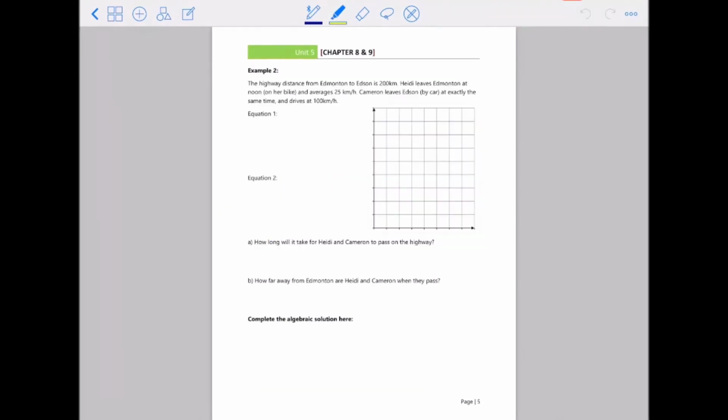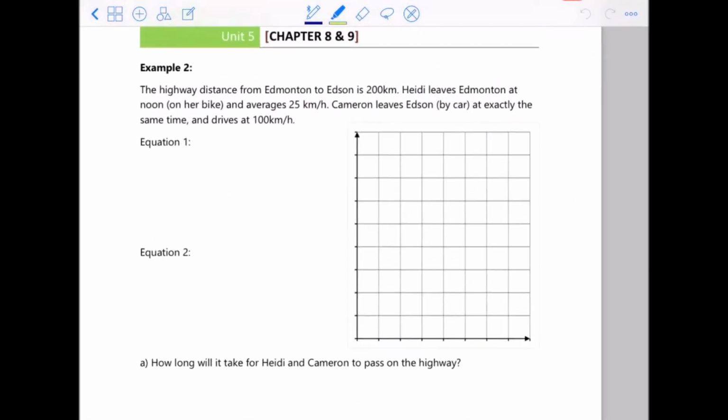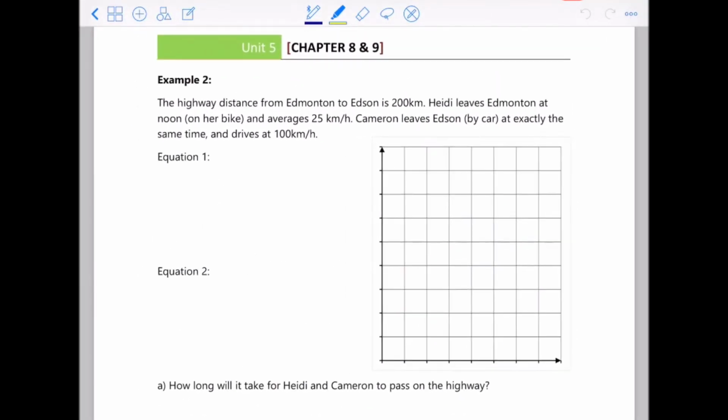Moving on to example 2. The highway distance from Edmonton to Edson is 200 kilometers. Heidi leaves Edmonton at noon on her bike and averages 25 kilometers per hour. Cameron leaves Edson by car at exactly the same time and drives at 100 kilometers per hour. They want us to state the two equations, and part A asks us how long would it take for Heidi and Cameron to pass on the highway.